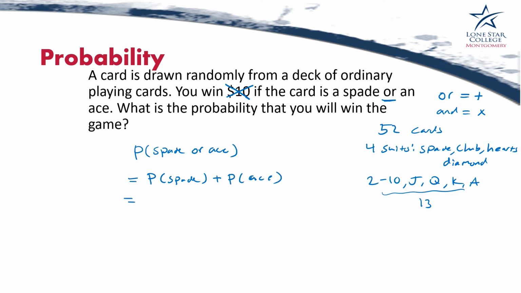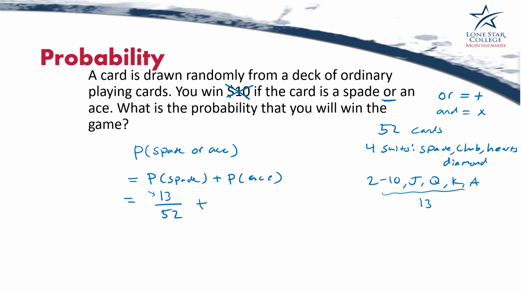So probability of spades. We know there are 13 spades in the deck. So the probability would be 13 out of a total of 52 cards. Now aces. We have an ace in each suit. So ace of spades, ace of clubs, ace of hearts, and ace of diamonds. So we have 4 aces. But one of those aces is already in here. It's one of those 13 spades, because the ace of spades is a spade.